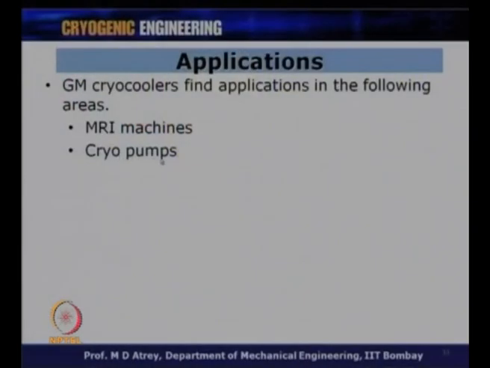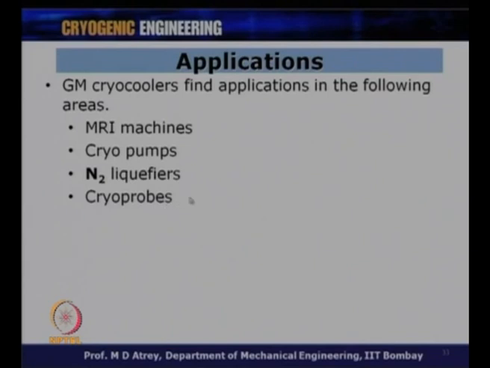Cryopumps. So, all these cryopumps which produce clean vacuum house a GM cryocooler, a 10K GM cryocooler basically, which produces clean vacuum for various MEMS laboratories or microelectronics laboratories and things like that. Nitrogen liquefier. A single stage cryocooler can be used to produce liquid nitrogen basically. So, this is very important application again.